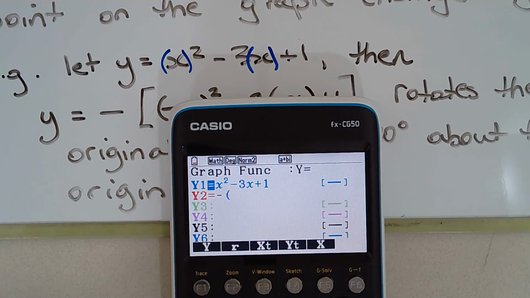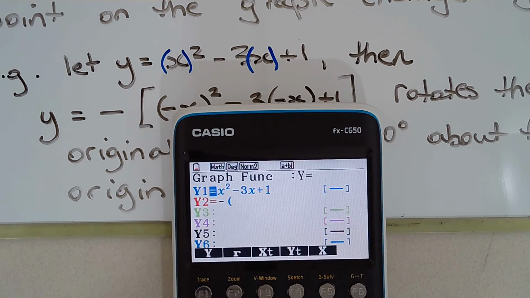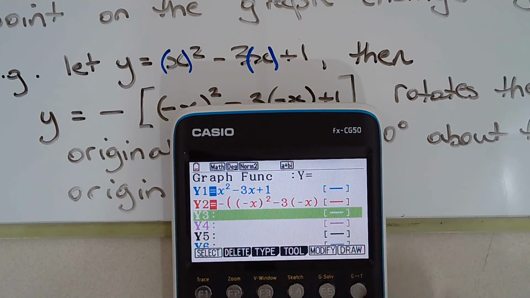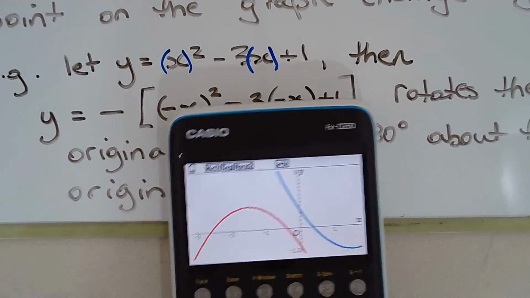Where I've got x squared, it's going to be negative x all squared. So negative x all squared, minus 3 outside of negative x, plus 1, and close bracket. Okay, so let's draw that and see what's going on there.